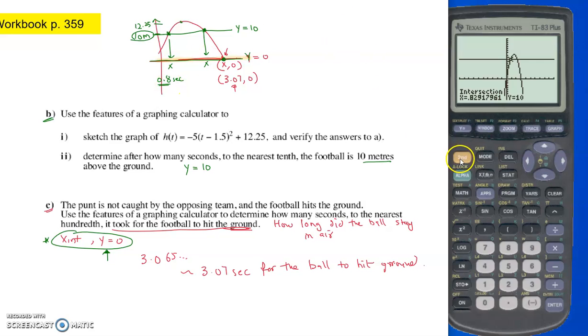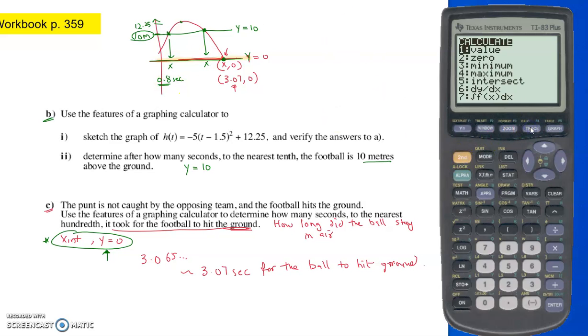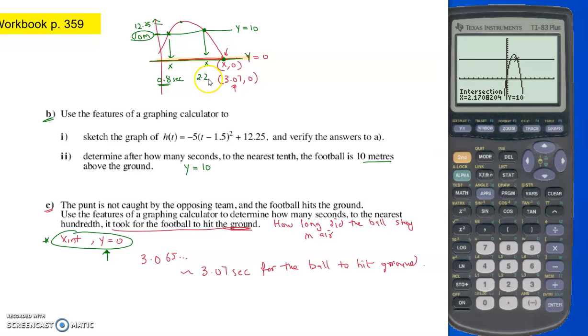And then I'm going to repeat that process, and again go option number 5, move the cursor to the second or close to the second intersection point, and enter there 3 times. So do that slowly, don't do it too fast, otherwise you won't get the right answer. And that one comes out to be, rounded to the tenth, 2.2 seconds. So at both these times, you'll notice that the height is 10.